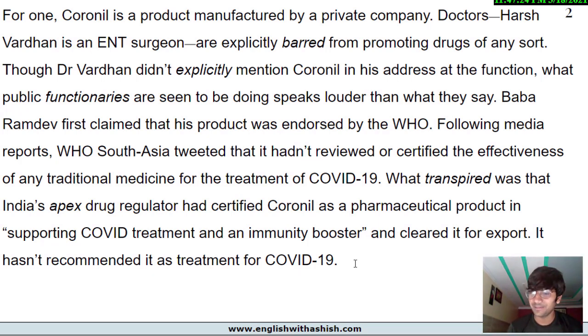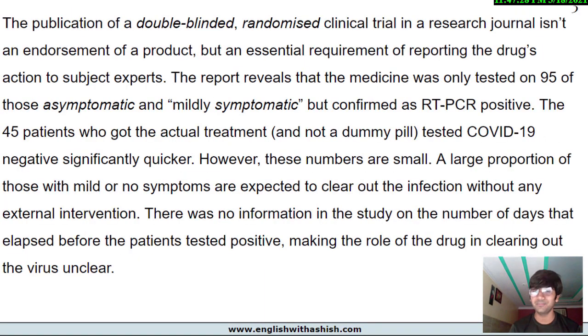So these are the first two pages. Right now, let's move to the third page and let's start breaking it down. Let's start analyzing it. First sentence: The publication of a double-blinded randomized clinical trial in a research journal is not an endorsement of a product but an essential requirement of reporting the drug's action to subject experts. This is our first sentence, ending with a period.